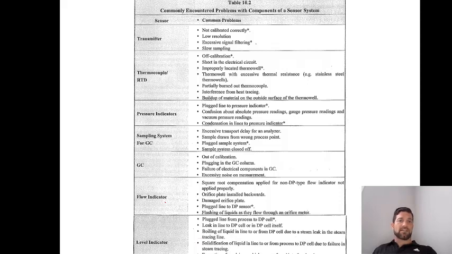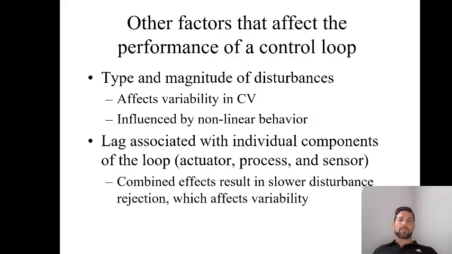So in that case, it might need to be replaced. Okay, so finally, a couple other factors that affect the performance of a control loop are going to be the type and magnitude of the disturbance. So maybe your system is just not behaving now because the type and magnitude of the disturbance has changed, and this is going to affect the variability of your CV. Again, the important thing to note is documentation.